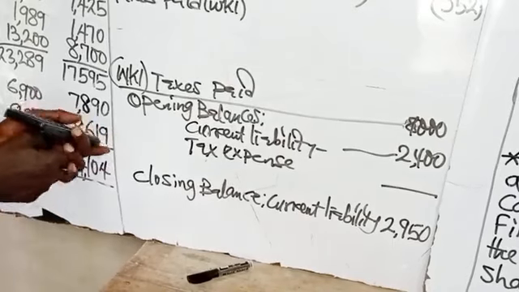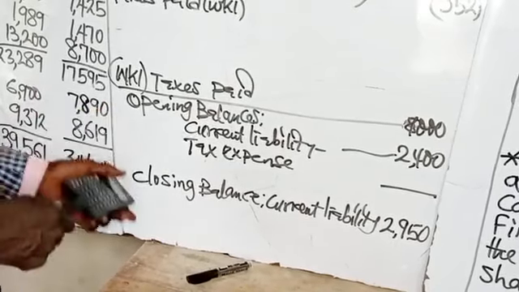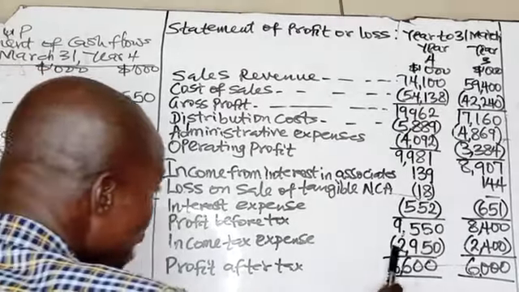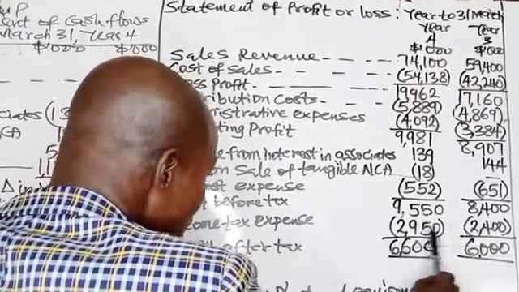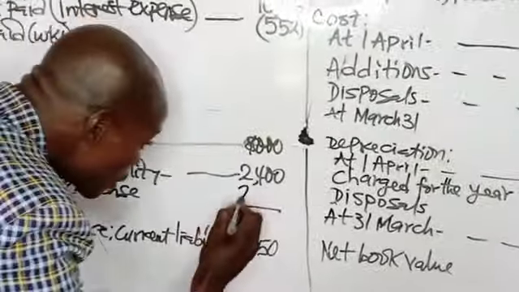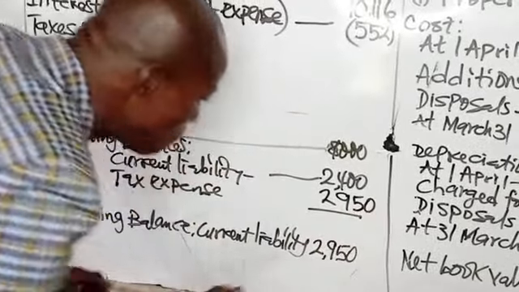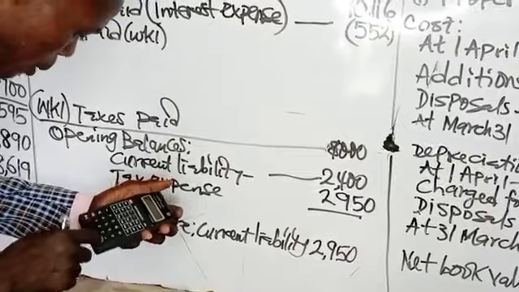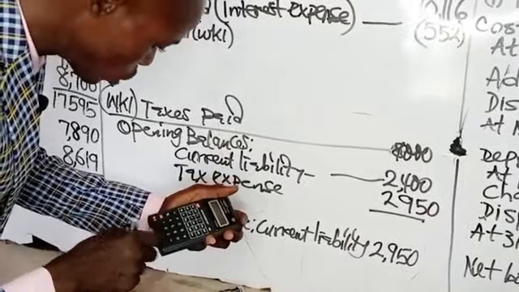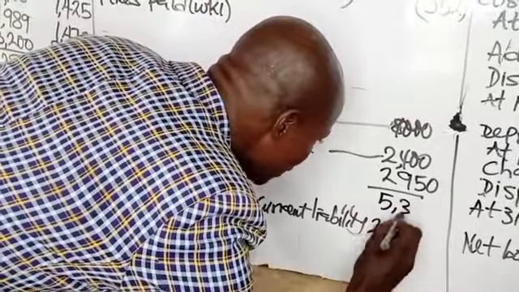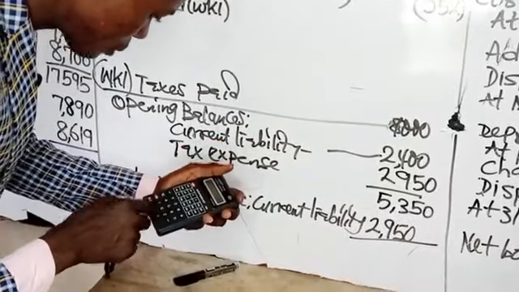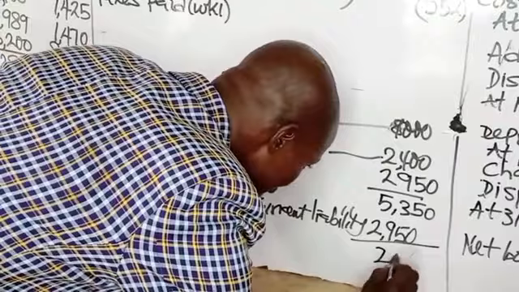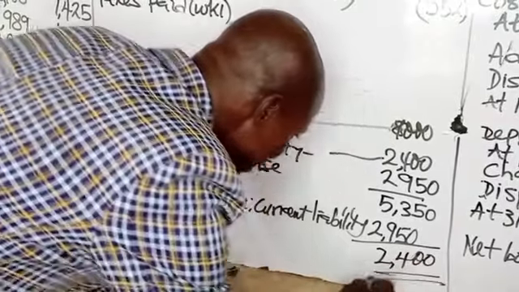Now, go back to the statement of profit or loss. We have income tax expense, 2,950. I've told you that the information we have in year 3 is not relevant. They are comparative figures. So we have 2,950. That is the tax expense. If you add it to the opening balance, 2,400 plus 2,950, that totals 5,350. Then if you subtract the closing balance of 2,950, you have 2,400. That is the tax paid for the period.